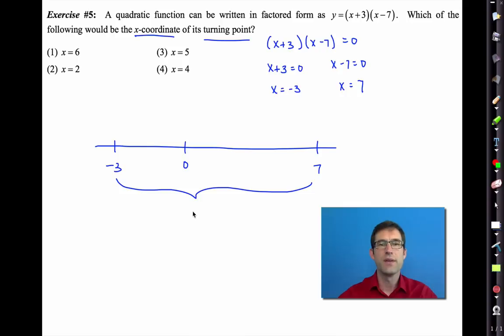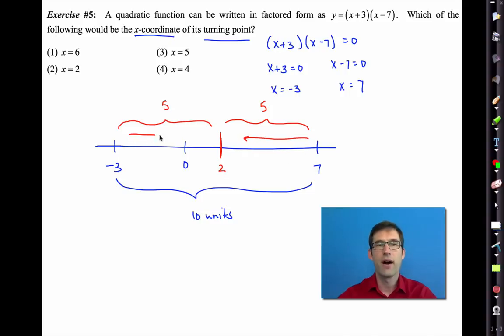The distance between these is 10 units, right? Think about it, 3 units to 0, 7 units to 7, right? So the turning point would have to be halfway in between. In other words, it would have to be 5 units and 5 units. Well, if we subtract 5 from 7, we're at 2, right? And if we add 5 to negative 3, we're at 2. So there is the x-coordinate of our turning point. Okay, kind of cool, huh?